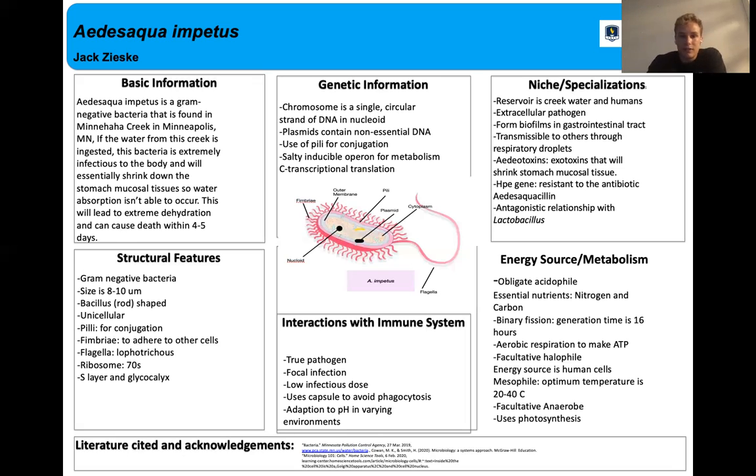But yeah, and then we'll touch a little bit on energy source and metabolism. Overall, it uses aerobic respiration to make ATP. It is a mesophile. Its optimum temperature is between 20 to 40 Celsius, and it uses photosynthesis to gain and produce energy.